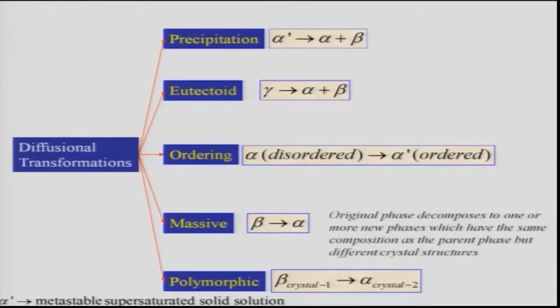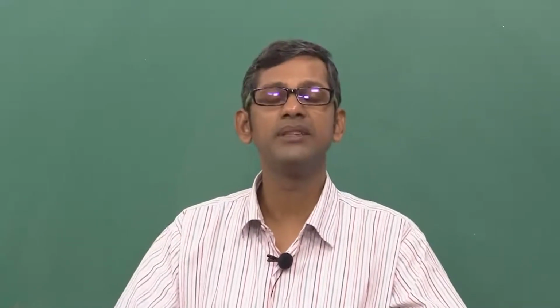Iron is the greatest example of polymorphic transformation. Iron at room temperature, pure iron I am talking about, at 1 atmosphere pressure, has a body centered cubic structure. If you heat beyond 912 degrees Celsius, it becomes face centered cubic structure. Again, if you heat beyond 1394 degrees Celsius, it becomes delta iron.